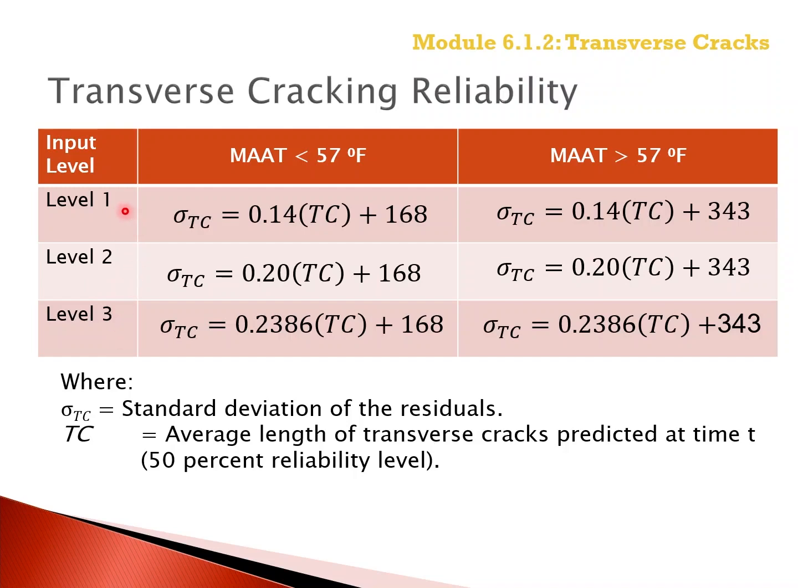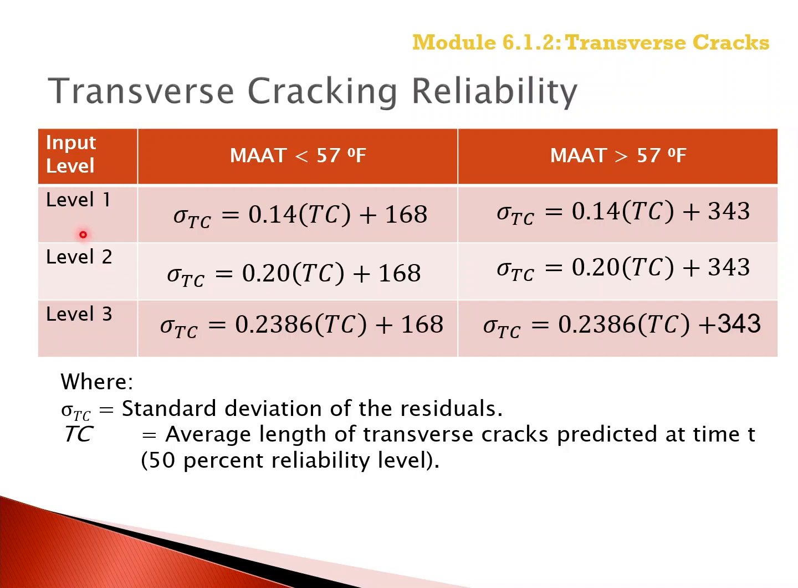Also, the standard deviation of the residuals also increase from input level 1 to input level 3. So the standard deviation of the residuals for input level 1, where the creep compliance and indirect tensile strength are measured, are less than input level 3, where the creep compliance and indirect tensile strength are predicted or calculated within the Pavement ME design program itself.